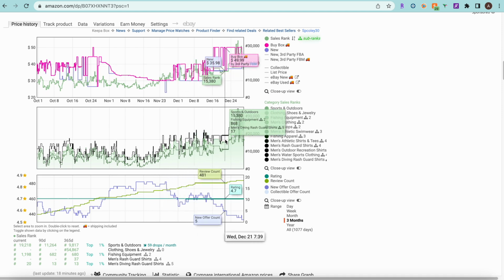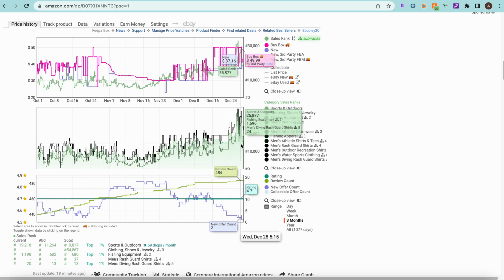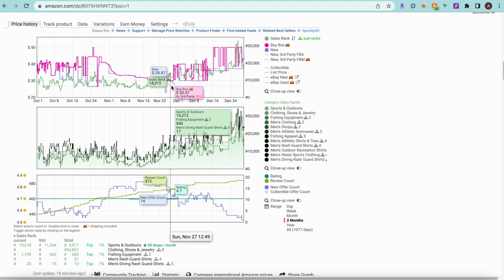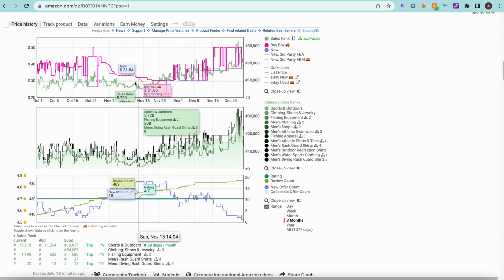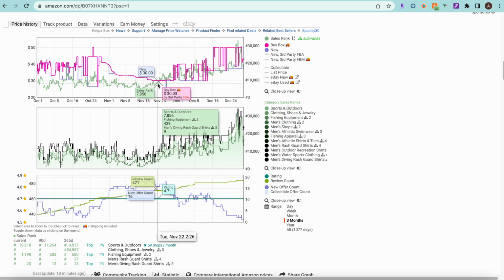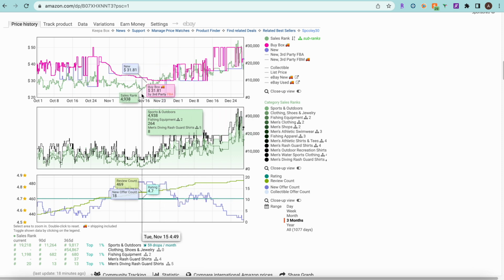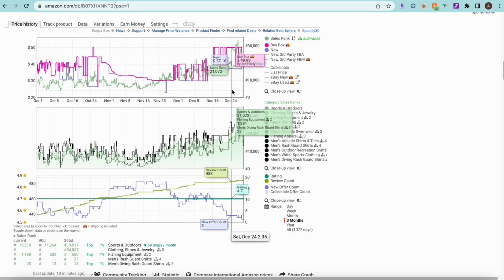Because of Christmas, I'm sure a lot of these were selling out. So the offer count drops all the way down to almost 1, and the seller was able to get the buy box at $50. The sales rank does go up because the price is higher. So maybe people are less likely to buy at this higher price. They'd prefer to buy down here in the $30 to $35 range. But that's maybe the reason why the sales rank is creeping up over time here.